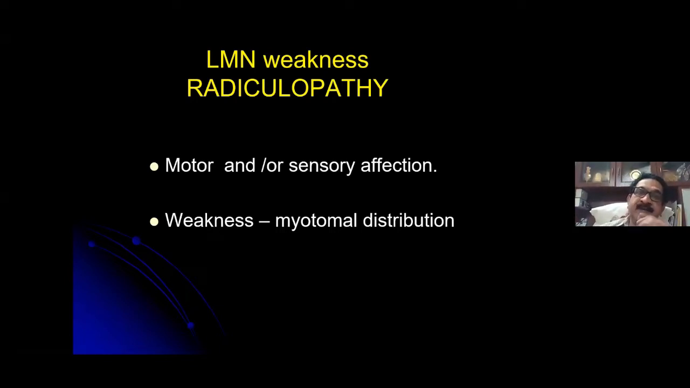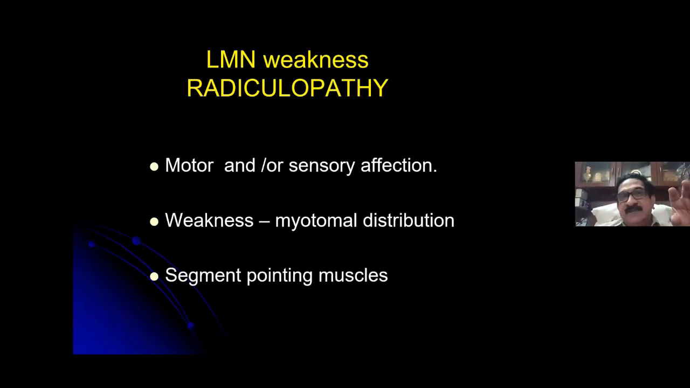And segment pointing muscles are important. What are segment pointing muscles? Some of the muscles are solely or largely supplied by one particular root. For example, EHL, extensor hallucis longus, is a segment pointing muscle of the L5 root. So you cannot think of an L5 root lesion without affection of that muscle. So that is the L5 root.